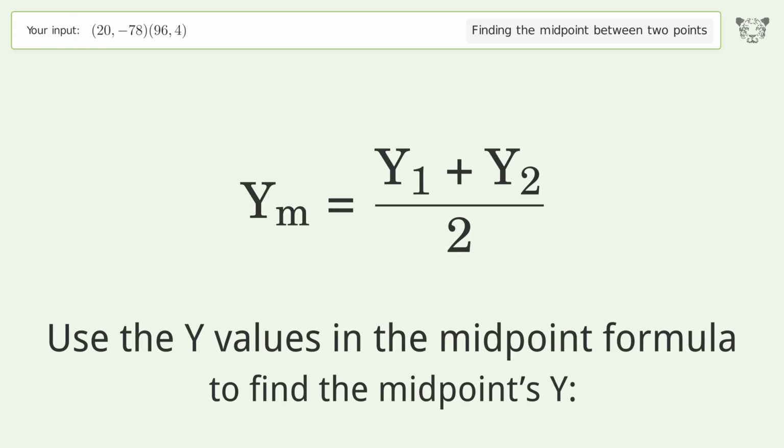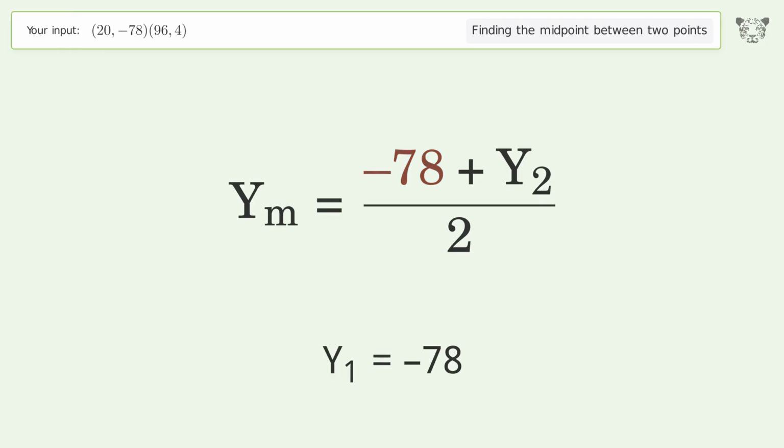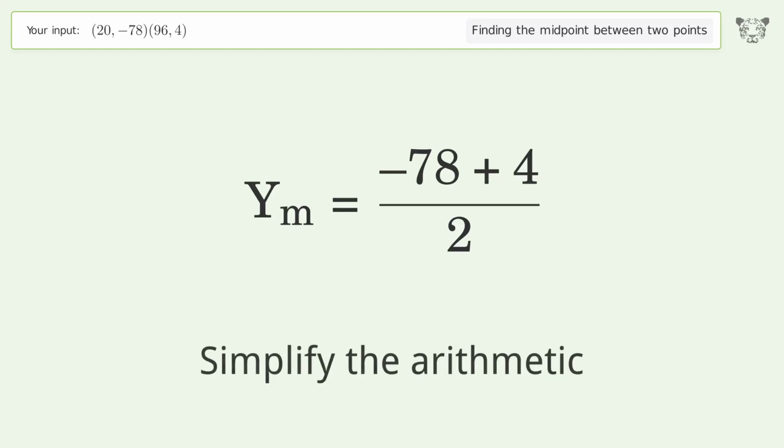Use the y values in the midpoint formula to find the midpoint's y. y1 equals -78. y2 equals 4. Simplify the arithmetic.